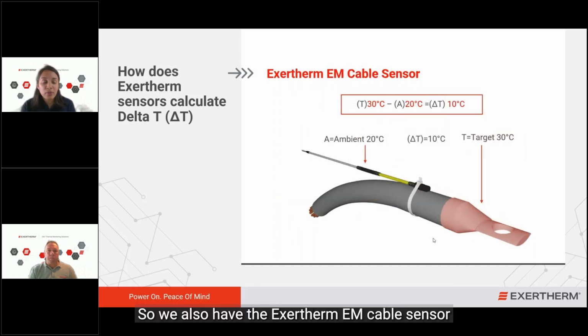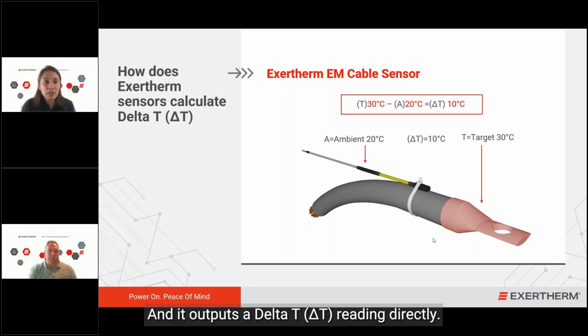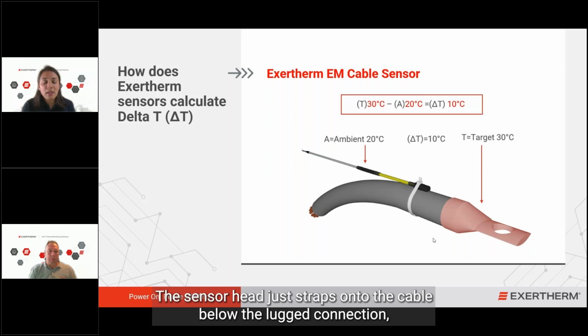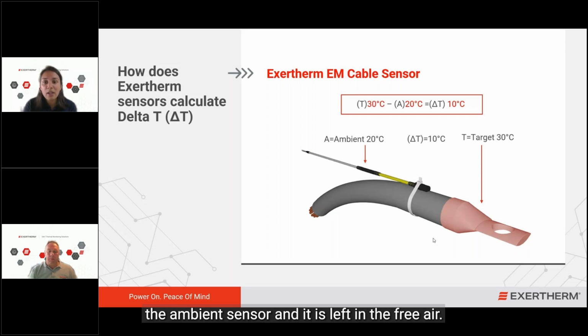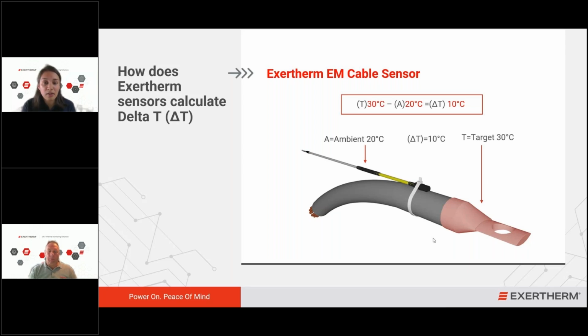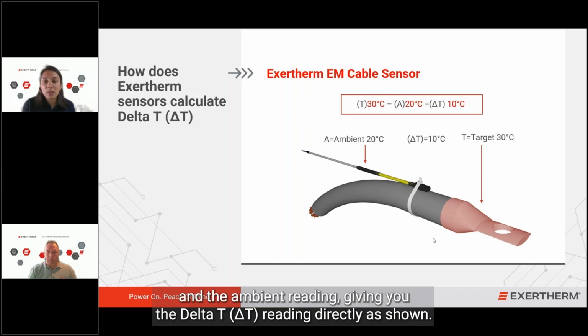So we also have the exotherm EM cable sensor, and it is used to monitor the low voltage cable termination, and it outputs a delta T reading directly. The sensor head just straps onto the cable below the lugged connection, and it has a second portion of the sensor, the ambient sensor, which is left in the free air. It now takes the target temperature of the lug connection and the ambient reading, giving you the delta T reading directly as shown.